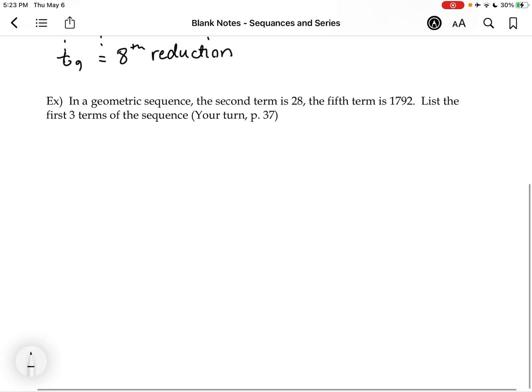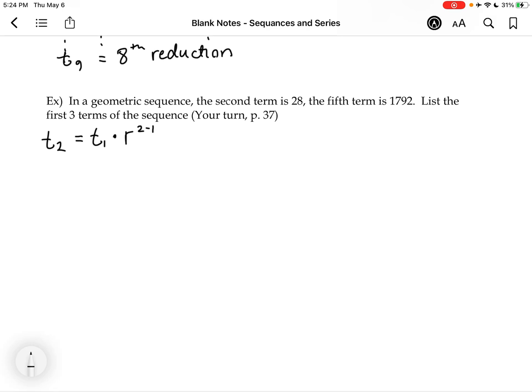Okay, so let's look at another example. This example is a working backwards question. In a geometric sequence, the second term is 28. The fifth term is 1,792. List the first 3 terms of the sequence. Okay, so we know it's geometric. We know that T2, by the way, is T1 times r to the 2 minus 1, and we know that that's 28.